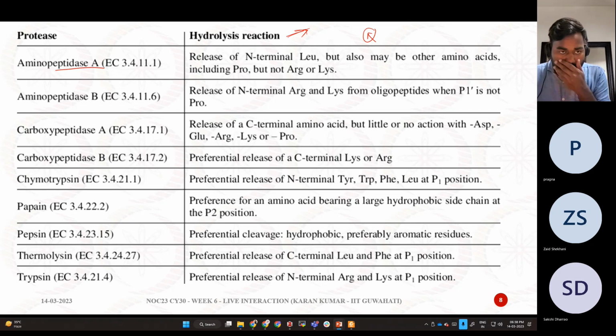So aminopeptidase A releases the N-terminal leucine, but it may also release other amino acids including proline, but not arginine and lysine. Arginine and lysine are cleaved by trypsin, right?